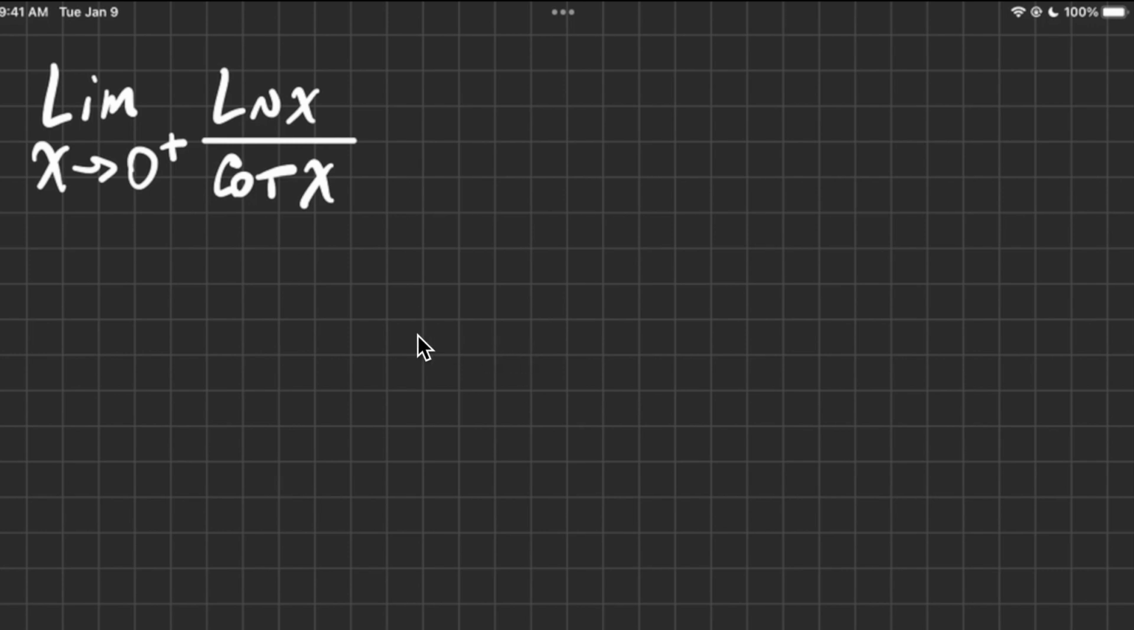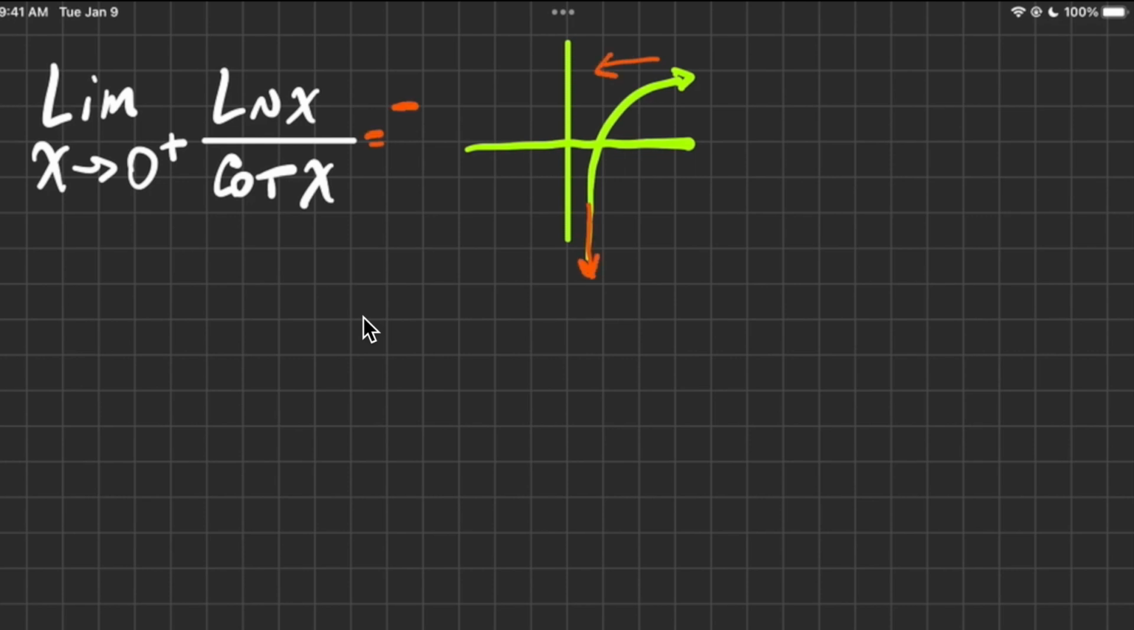In our next limit, we see x going to 0 from the right of natural log of x divided by cotangent of x. So let's go ahead and try to plug in 0 coming from the right. Let's do the numerator first. This is the graph of y equals ln of x. As we approach 0 from the right side, our graph is heading towards negative infinity.